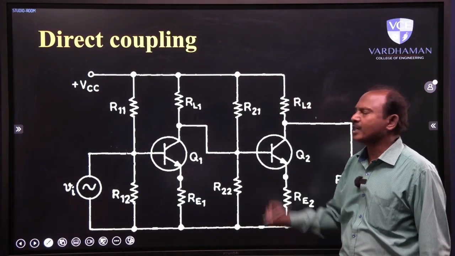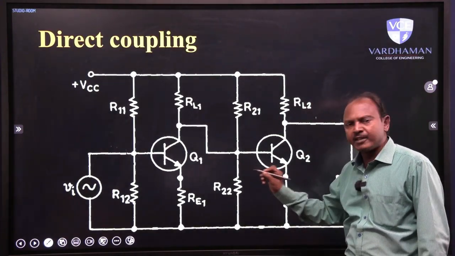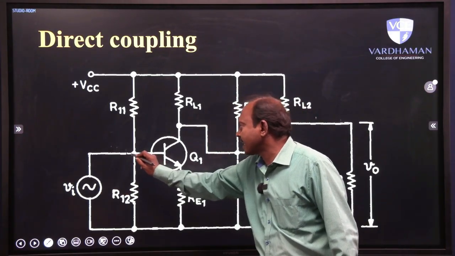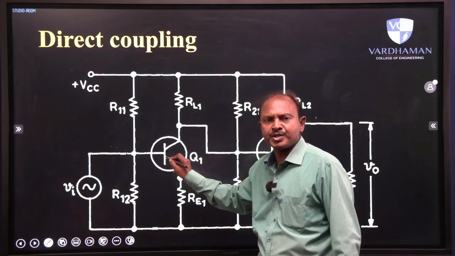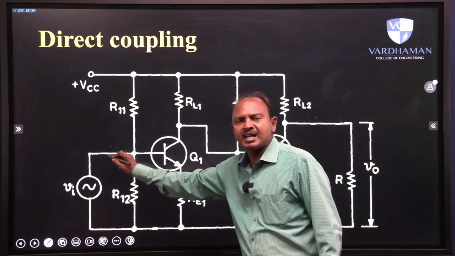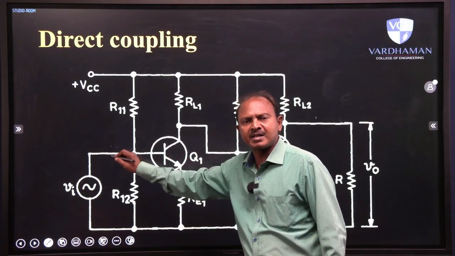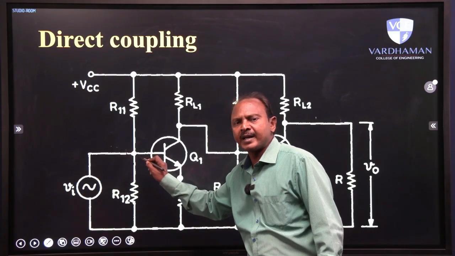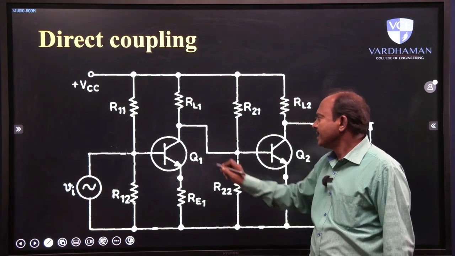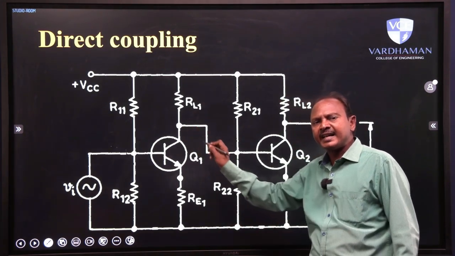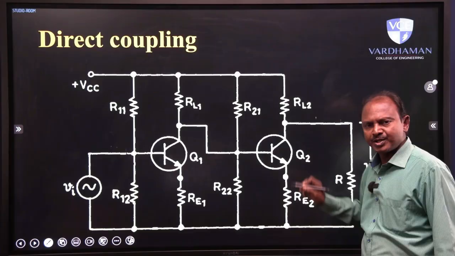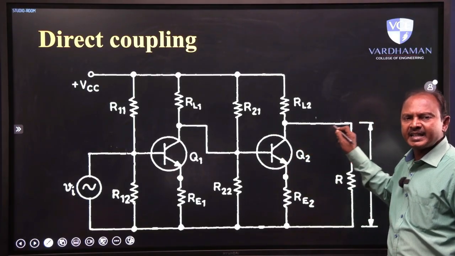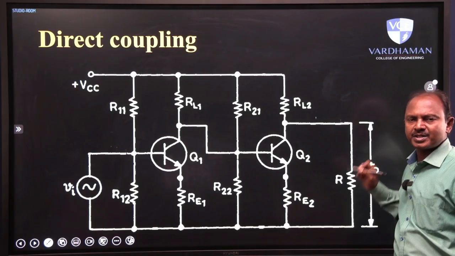First, let us start with direct coupling. Now if you look at this diagram carefully, the input signal is directly connected to the base of the first stage, without any additional coupling element like a capacitor, inductor or transformer. Just by means of a connecting wire, the input signal is directly applied to the first stage. Then the output of the first stage is directly connected to the input of the second stage, and so on. The output of the last stage is directly connected to the load resistance.